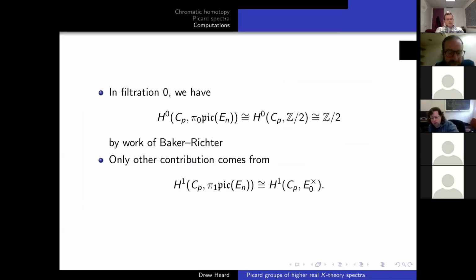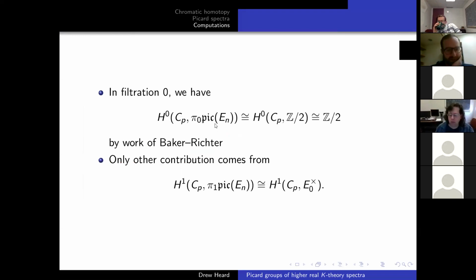All right, so in filtration 0, remember T equals S here, so it's H0 of CP with coefficients in π0 of Pic En. So π0 of Pic En is just the Picard group of invertible En modules.